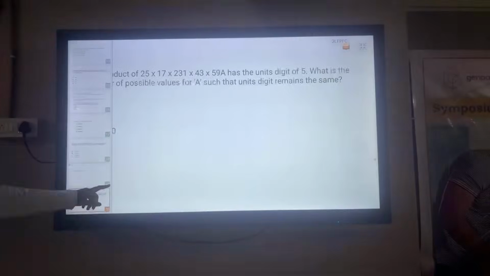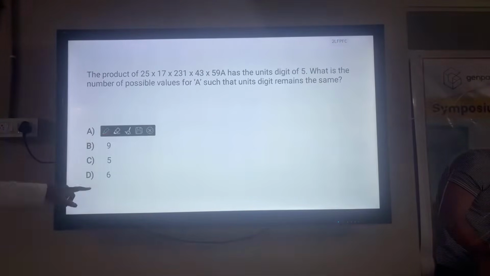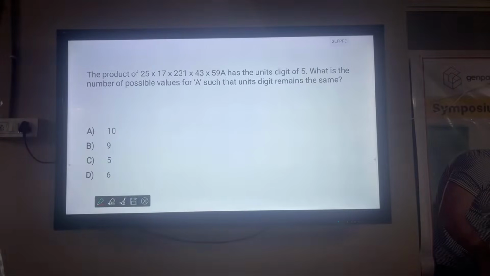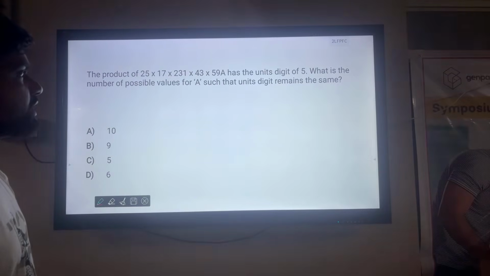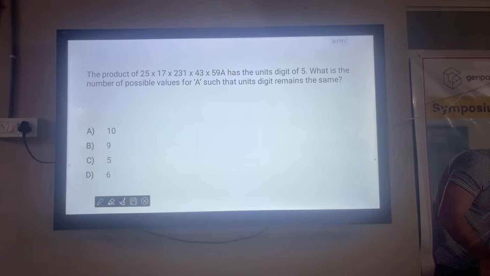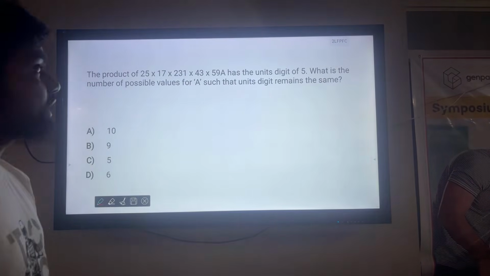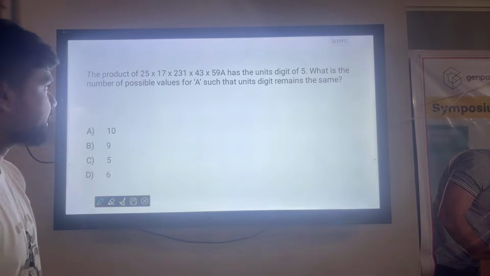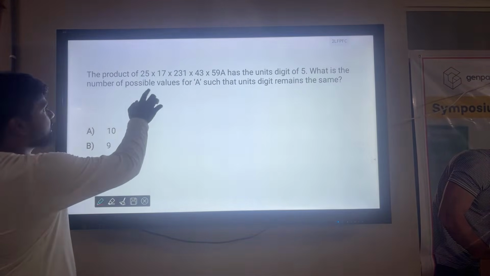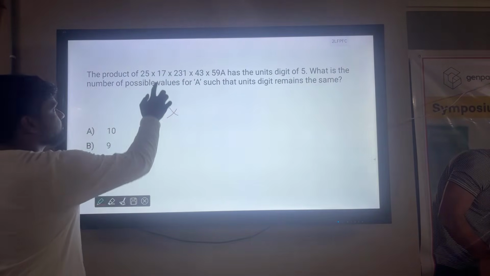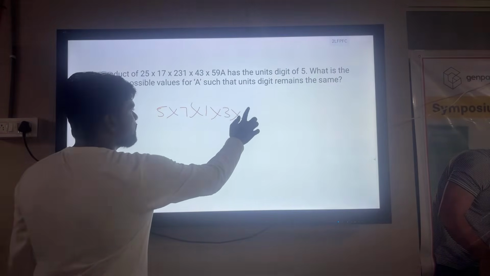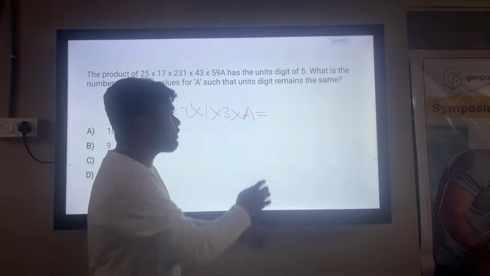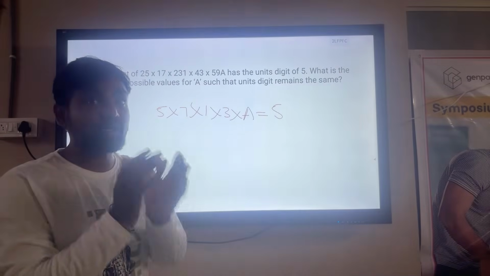Okay. Can you answer this question, please? The product of 25 into 17 into 231 into 43 into 59A has the unit digit of 5. So what is the number of possible values for A such that the unit digit remains the same? If you look at the product, the last digit of 25 is what? 5. Last digit of 17 is 7, of 231 is 1, of 43 is 3, and A is equal to A. The unit digit is only 5. Unit digit is only the last digit.